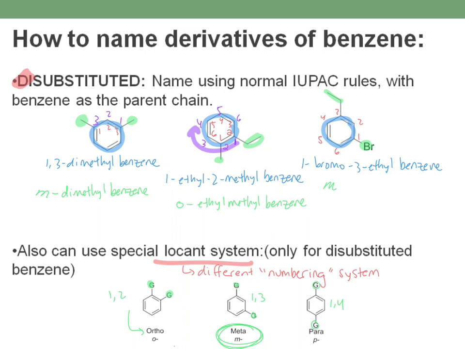Oh, sorry, not meta. Wait, did I? Oh, I have 2 metas. Yeah, I have 2 metas. I didn't have a para in an example. That's fine. This would be meta bromoethyl benzene.